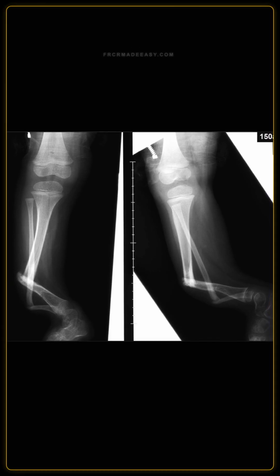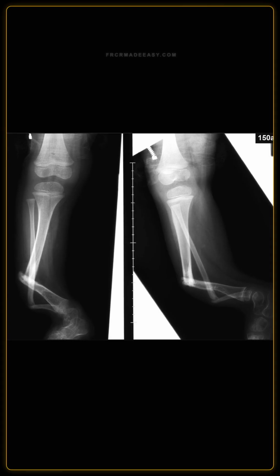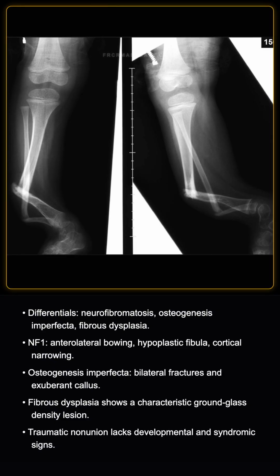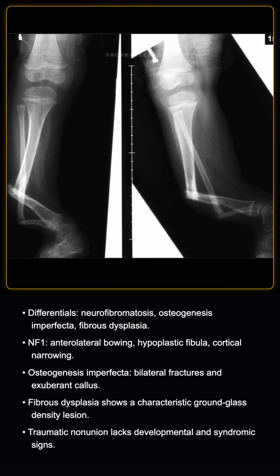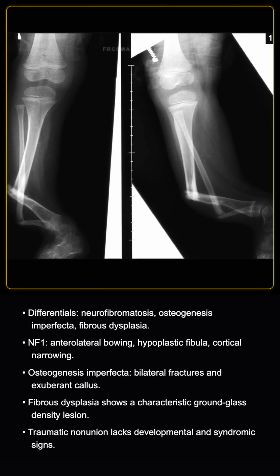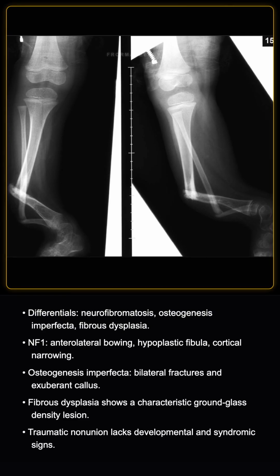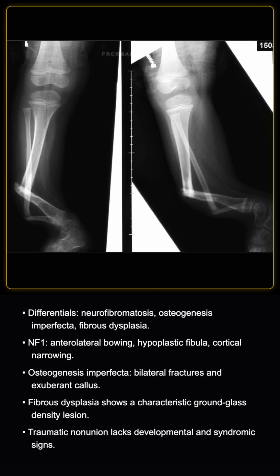What is the differential diagnosis for tibial bowing and pseudarthrosis in a child, and how do we distinguish them? The differential diagnosis includes neurofibromatosis type 1, osteogenesis imperfecta, fibrous dysplasia, and nonunion of a simple traumatic fracture. In neurofibromatosis type 1, bowing is classically anterolateral and associated with a hypoplastic fibula, focal cortical narrowing, and sclerosis.